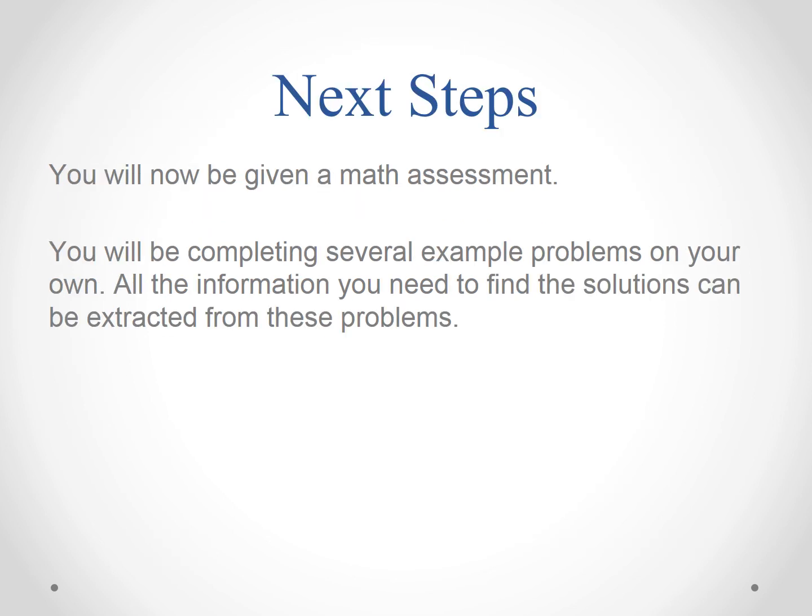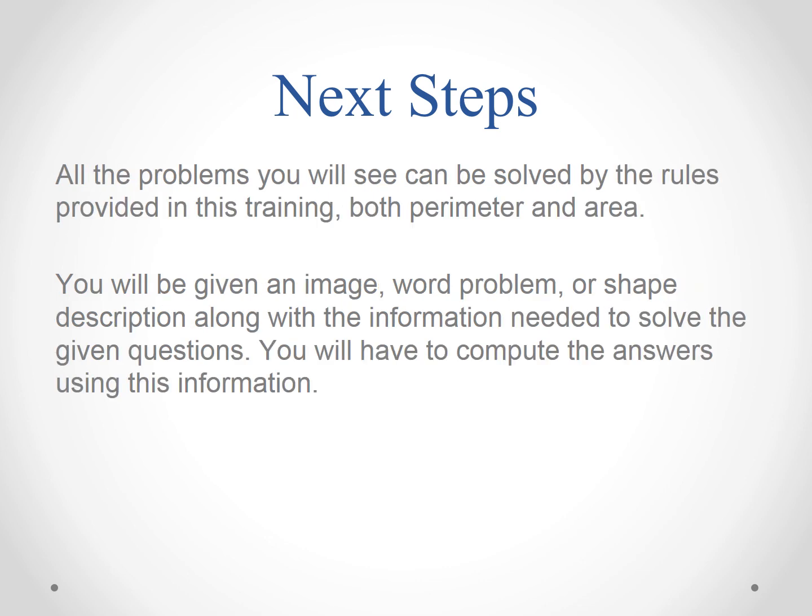You will now be given a math assessment. You will be completing several example problems on your own. All the information you need to find solutions can be extracted from these problems. All the problems you will see can be solved by the rules provided in this training, both perimeter and area. You will be given an image, a word problem, or shape description along with the information needed to solve the given questions. You will have to compute the answers using this information.